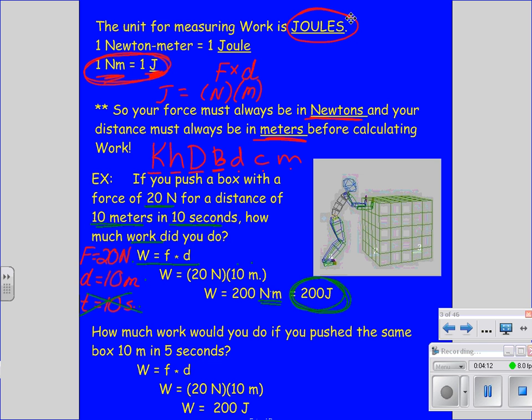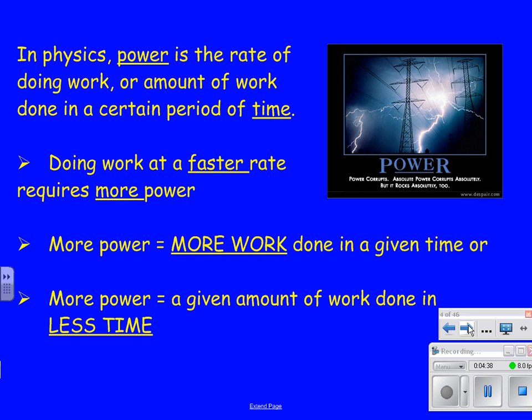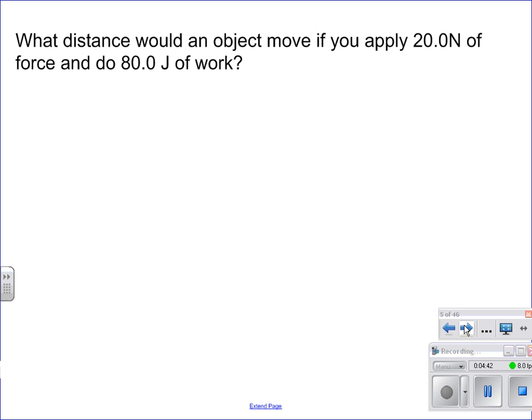Now, if you look at this one, the next question says, how much work would you do if you pushed the same box 10 meters in 5 seconds? Well, we know time doesn't matter when it comes to work. If it takes you 5 seconds, 10 seconds, 5 hours, if you apply a certain force, 20 newtons of force in 10 meters, the work done is still 200 joules. We'll get into time here soon, so don't you worry. All right. So physics. Oh wait, here. I'm sorry. I wanted this one first.